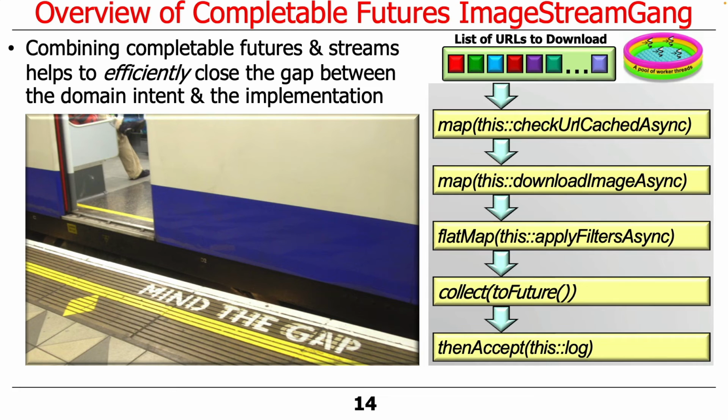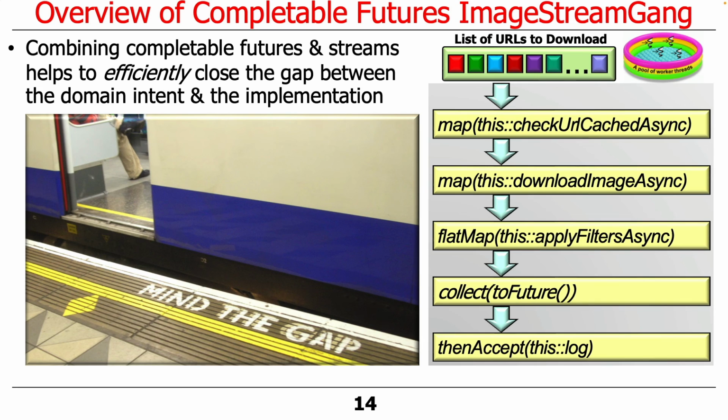So why is this a win? Well, as usual, we're using the streams framework and functional programming in general to close the gap between the statement of the domain intent, which is download non-cached images, asynchronously process and filter them, store them asynchronously. That's the domain intent. And then the computations are the actual code that we wrote to realize that domain intent. And so it's actually quite close. The domain intent, which is the why, and the computations, which are the how, are very similar.